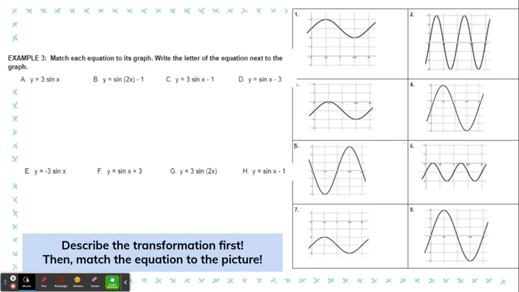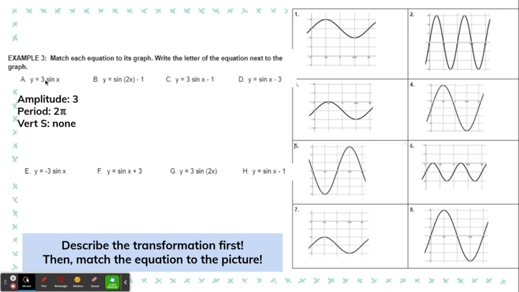All right, we're going to do just quick identifying. Again, I'm going to go real quick, so you're welcome to pause the video anytime you need to, and then replay the video when you're ready to check. Okay, so it says describe the transformation first, then match the equation to the picture. So for example, taking a look at this first one, before you match, these are key things to look at. What's the amplitude? Are there any vertical translations? And what's the period?